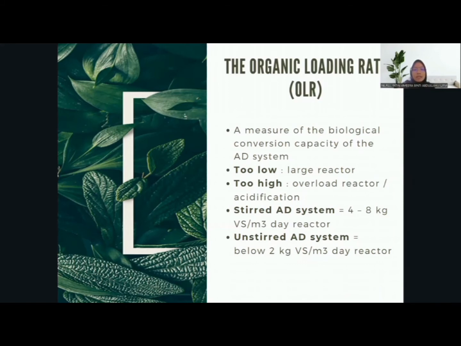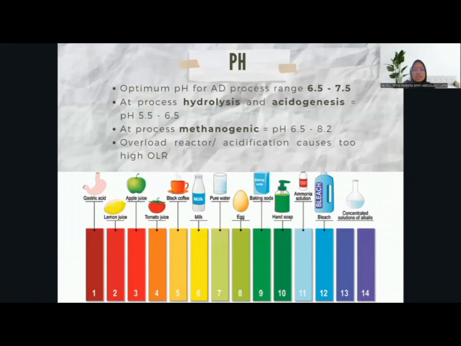Next, the parameter is pH. The optimum pH for a generally stable AD process is in the range of 6.5 to 7.5. This pH is actually quite neutral. During digestion, the processes of hydrolysis and acidogenesis occur at an acidic pH level, which is pH 5.5 to 6.5, as compared to the methanogenic phase, which is pH 6.5 to 8.2. The pH is slightly lower in the acidic phases than it is in the methanogenic phase.